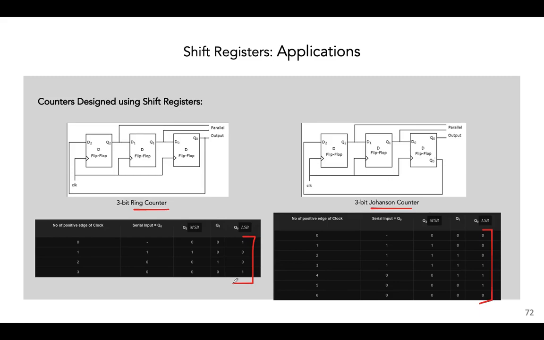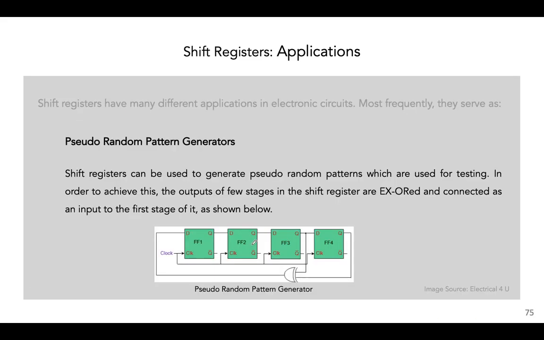The second thing a counter does is it counts. Essentially, that's the basic thing it should do, right? It counts the number of clock pulses. How long does it take to get back to the original sequence from where it started? That's what it counts. All right. So that's enough about counters.